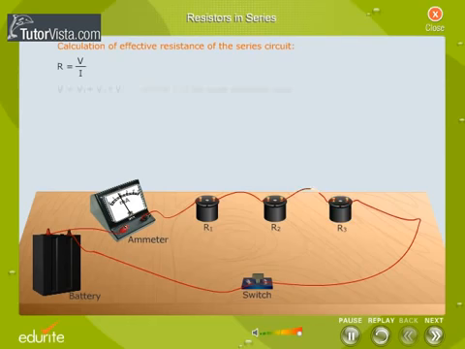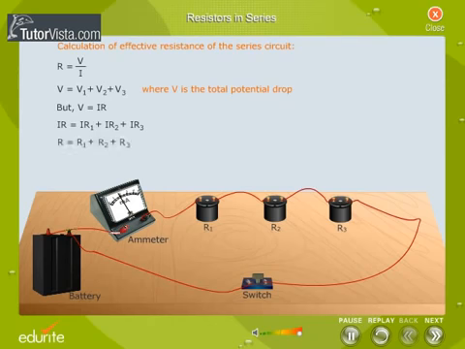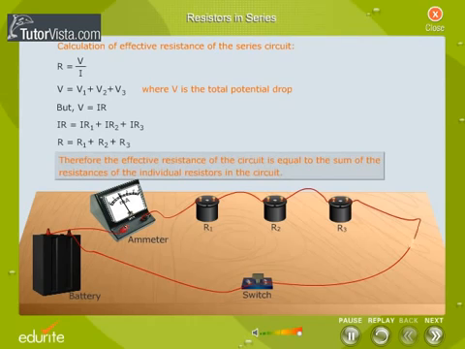The total potential V is equal to V1 plus V2 plus V3, but V is equal to IR. IR is equal to IR1 plus IR2 plus IR3. R is equal to R1 plus R2 plus R3. Therefore, the effective resistance of the circuit is equal to the sum of the resistances of the individual resistors in the circuit.